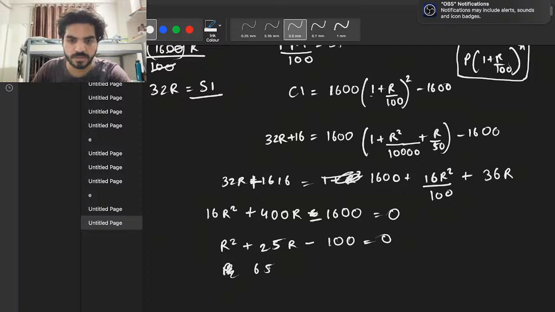625 minus 25 plus minus, 625 plus 4AC, that is 400.